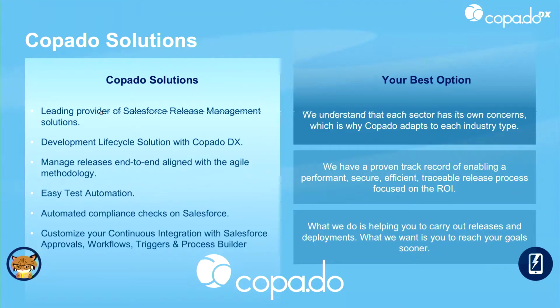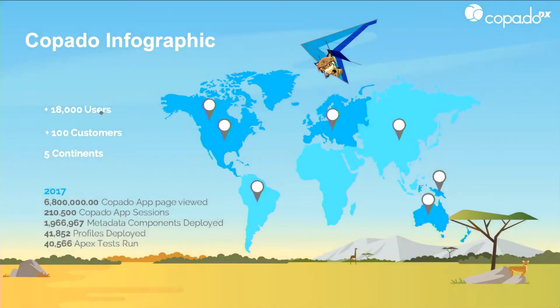Okay, so we enable DevOps capabilities in the platform, and we let you manage your end-to-end releases from the development environments all the way to production. And because we're on the Salesforce platform, you can customize your release process by leveraging Salesforce approvals, workflows, triggers, and process builders. We have over 18,000 users, and we are in more than 100 customers in more than 5 countries.